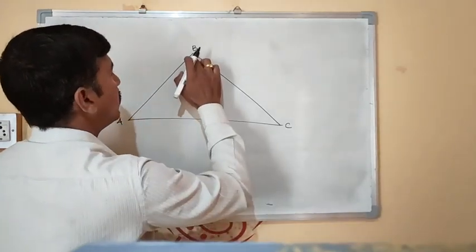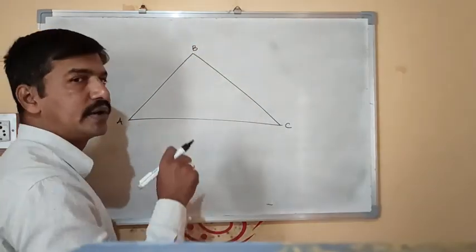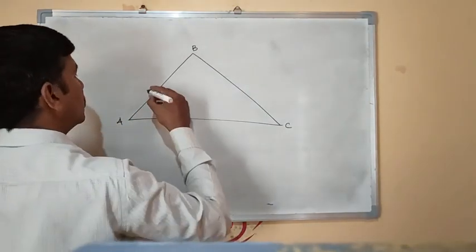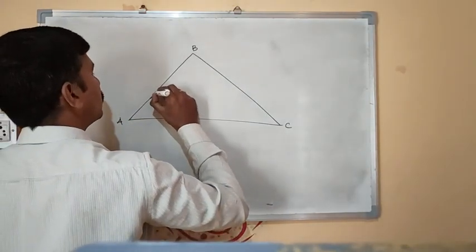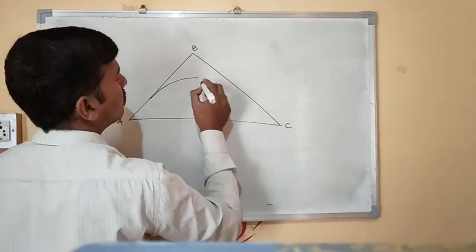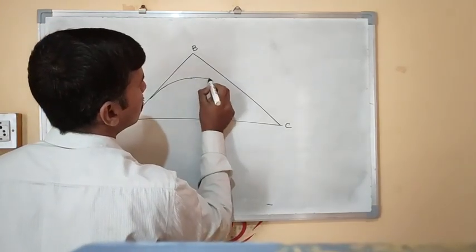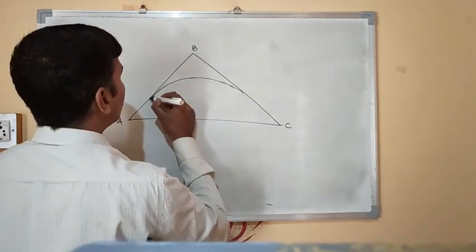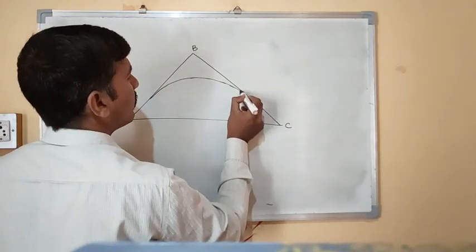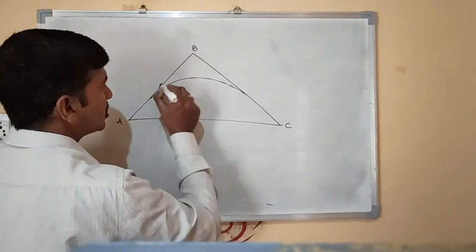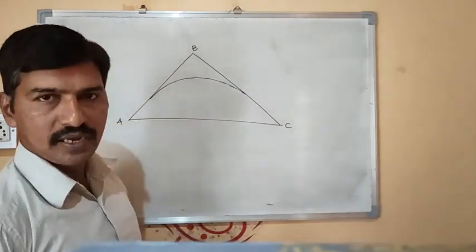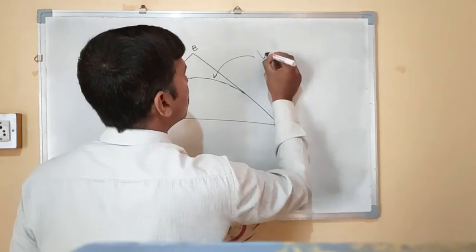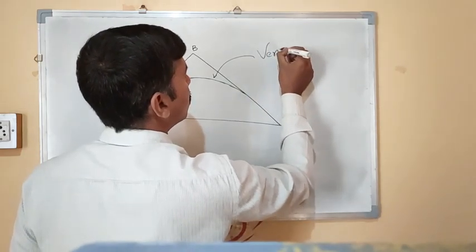To round it, we keep this point as a rounded point, so that we draw a smooth curve like this, so that the vehicle can easily move along this up and down gradient. This smooth curve is called the vertical curve.